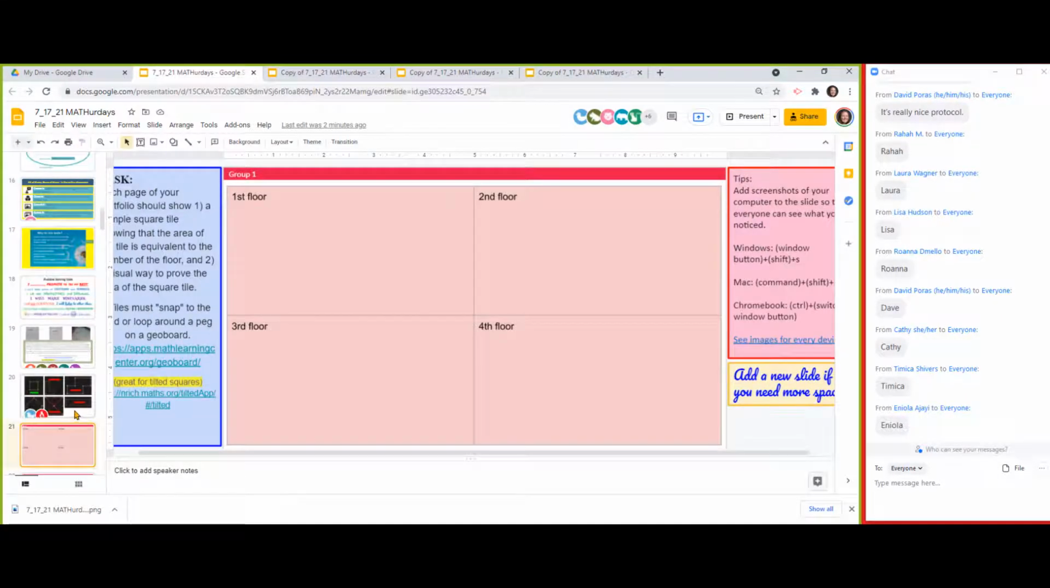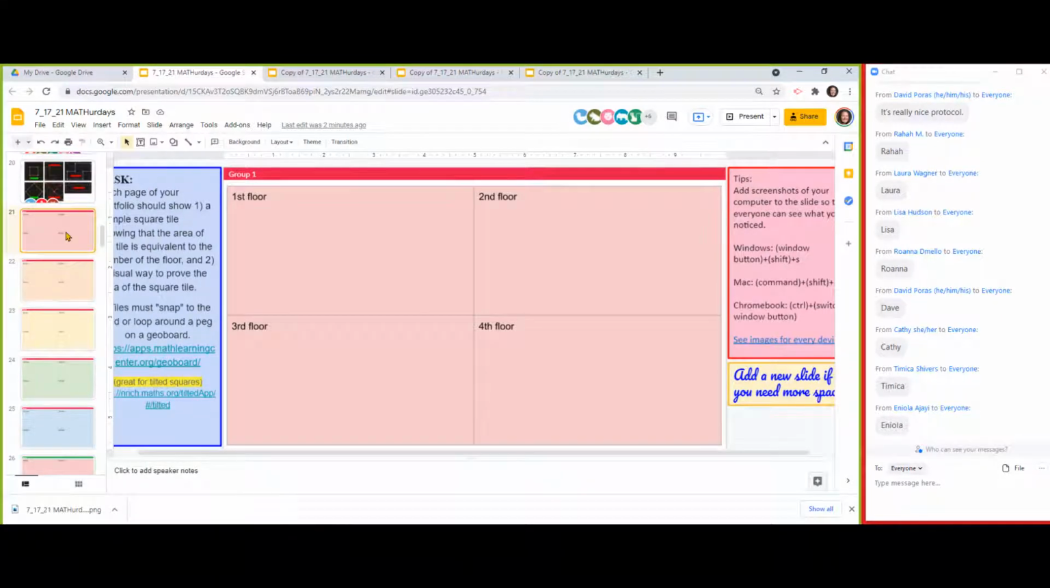So without further ado, I'm going to pop you in breakout rooms. I suggest you do this more of a scavenger hunt and not in order, because some floors are going to be harder to do than others. So I'll pop you into breakout rooms and let's see. Let me just put these up.